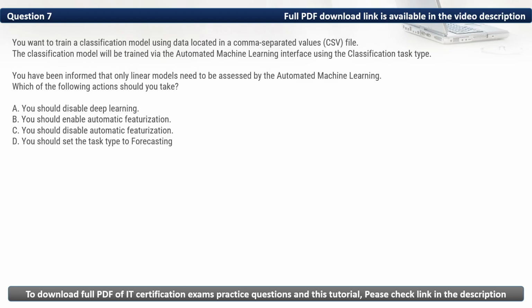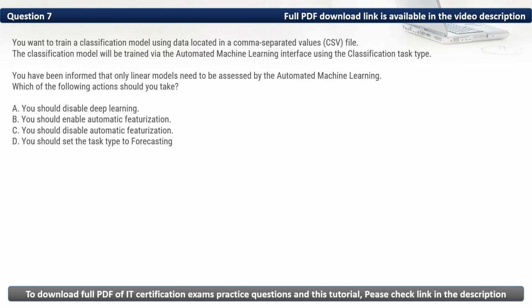Firstly, let's eliminate the incorrect options. We have B. You should enable automatic featureization. This is used to automatically transform raw data into features but does not restrict model selection to linear models. Then we have C. You should disable automatic featureization. This prevents Azure AutoML from transforming data automatically but does not limit model selection to linear models.